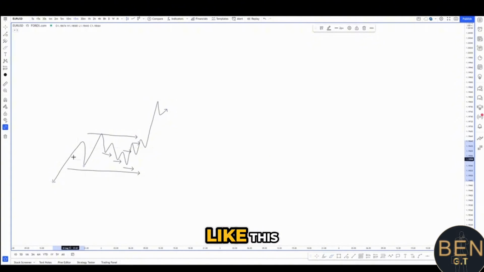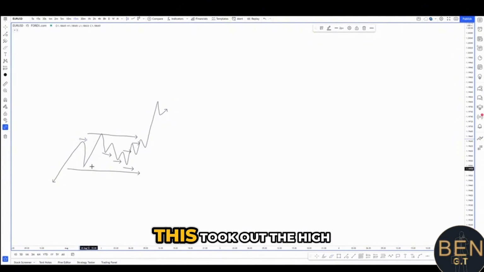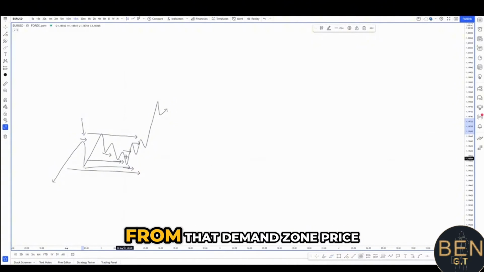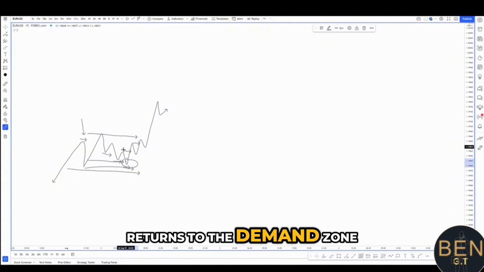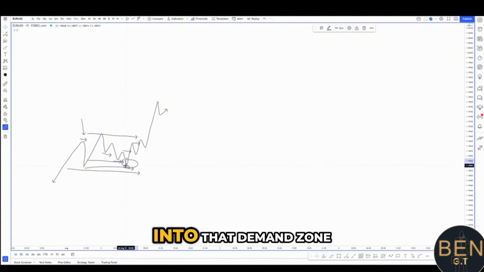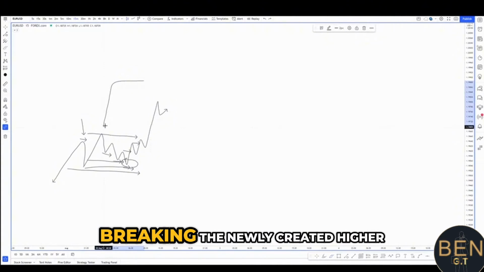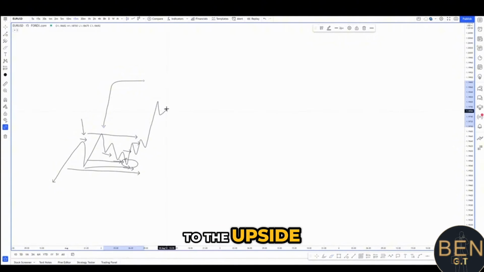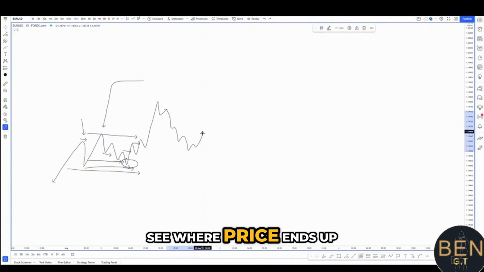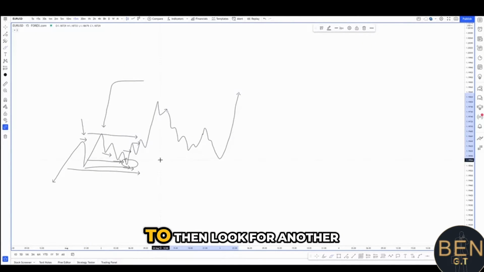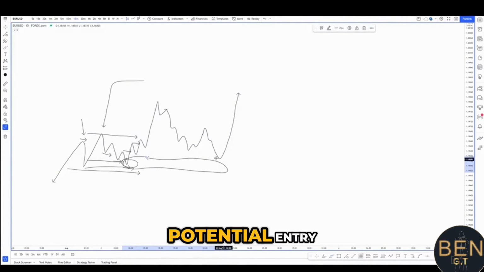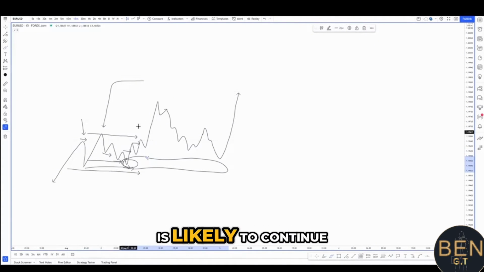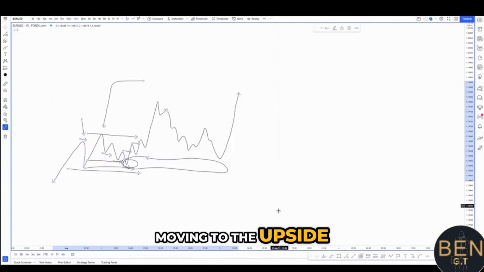Because if we did something like this, what we can see is this was a high, this took out the high, this created a demand zone with broken structure. From that demand zone, price returns to the demand zone, and then once we tap into that demand zone, price then moves to the upside, breaking the newly created higher high, and the price continues moving to the upside. And then we would just wait and see where price ends up moving down to then look for another potential entry, or at least an understanding of where price is likely to continue moving to the upside.